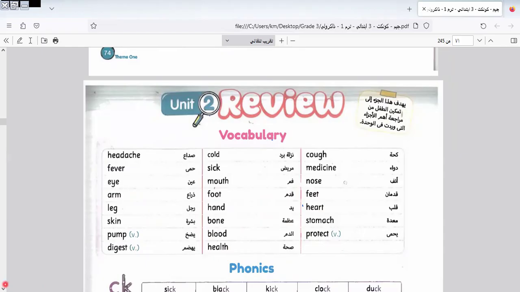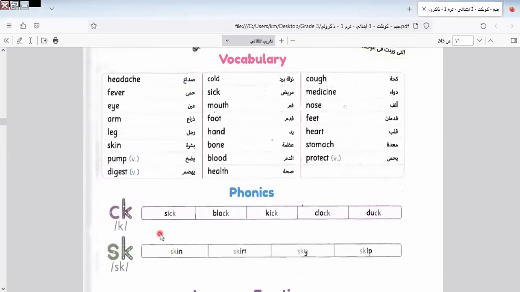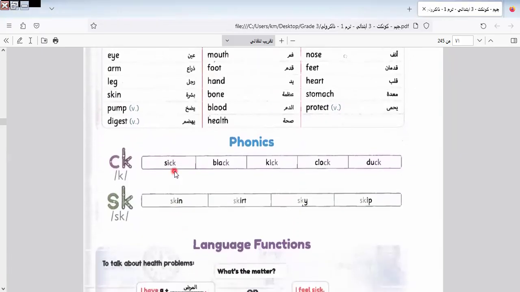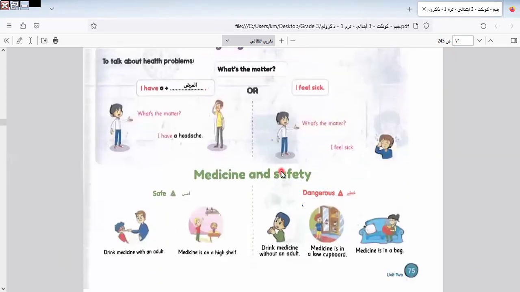Here we have phonics CK and phonics SK. Let's read it together. Let's pronounce this vocab together. We have thick, black, kick, clock, and duck. We have here skin, skirt, sky, and skip. Let's go to another one here.